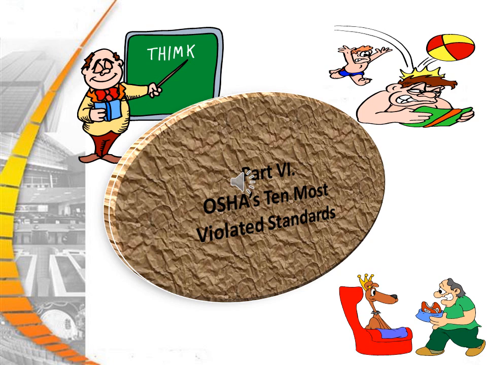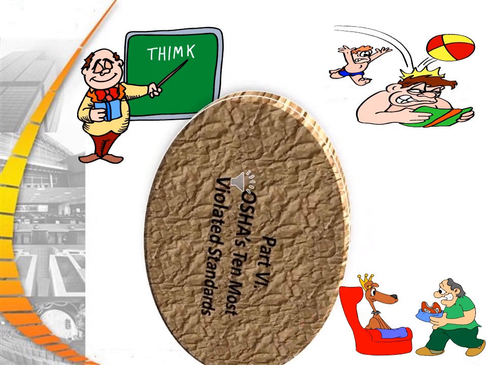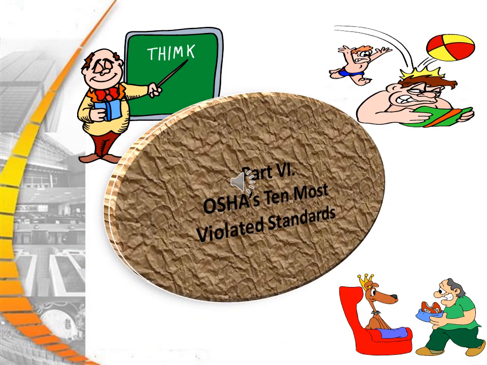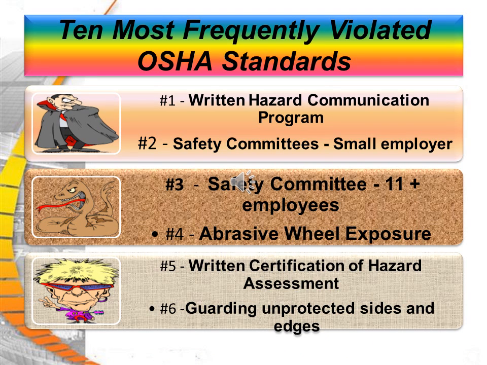Part 6. OSHA's top most violated standards. The number one most violated written standard is the Written Hazard Communication Program standard. Number two is safety committees by small employers, then safety committees by 11 plus employees, the abrasive wheel exposure standard, and written certification of hazard assessments is number 5.